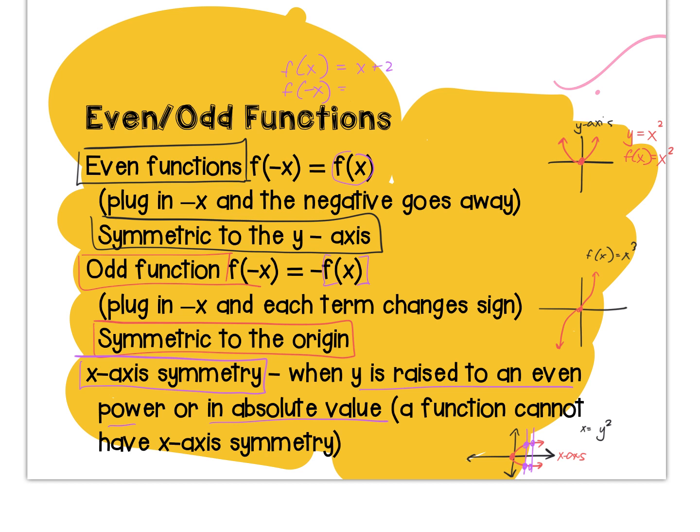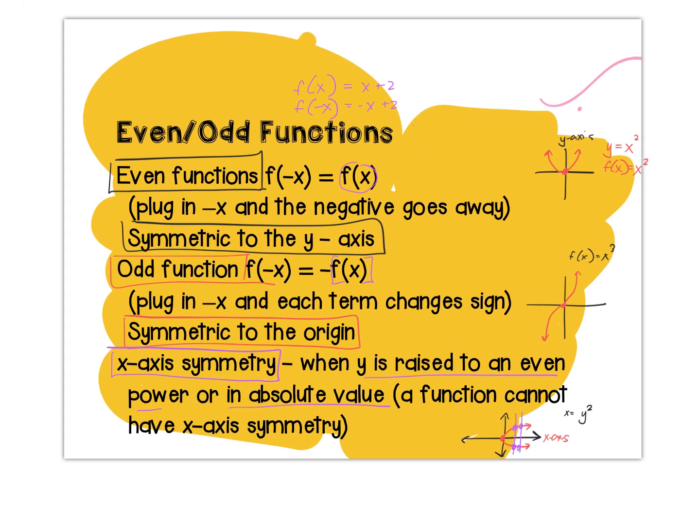So for example, if I come here, this becomes negative x plus 2. Notice that f of negative x is not the same as f of x. It's not the same signs or anything, so I know that that's not an even function. And because the signs didn't change, notice the x went to negative, but the 2 stayed the same, this one's not an odd function either. This would be a neither.